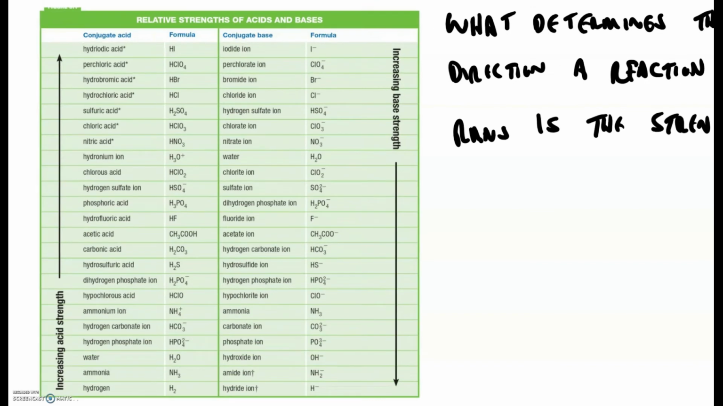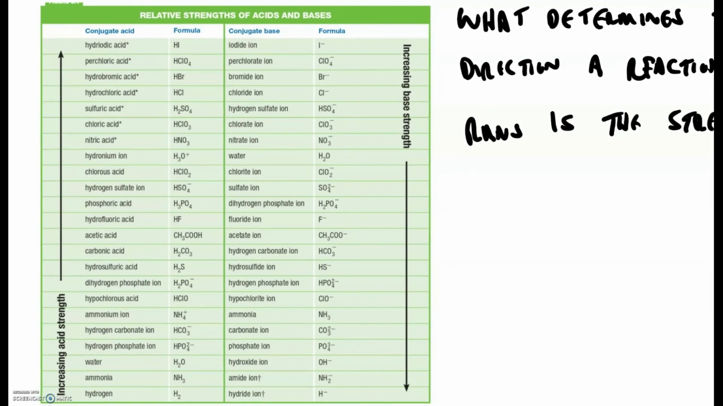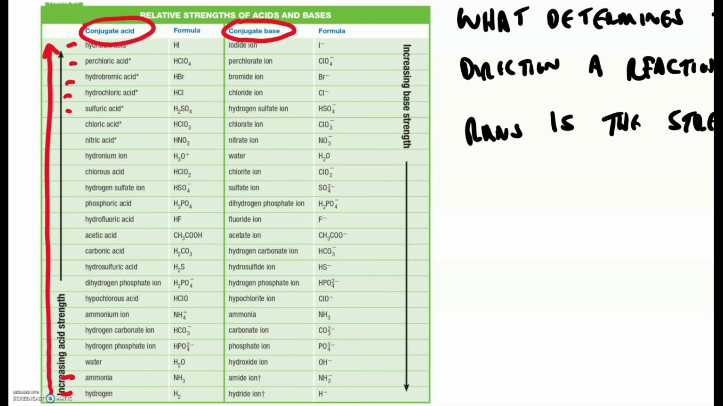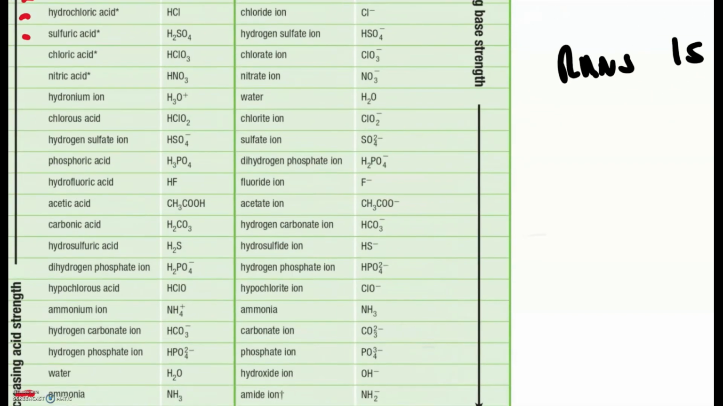And what I have done here is I've put a list of acids, and notice that the increasing strength runs like this. It means that the acids listed at the top are the strongest: hydroiodic, perchloric, hydrobromic, hydrochloric, sulfuric. The ones listed near the bottom are the wimpiest. And notice that it also lists these as conjugate acids and conjugate bases. What does that mean? Well, let's take a reaction. Let's zoom in a bit.